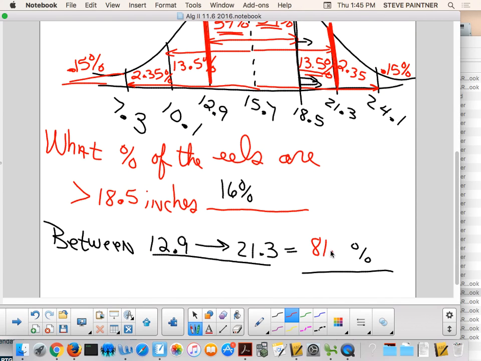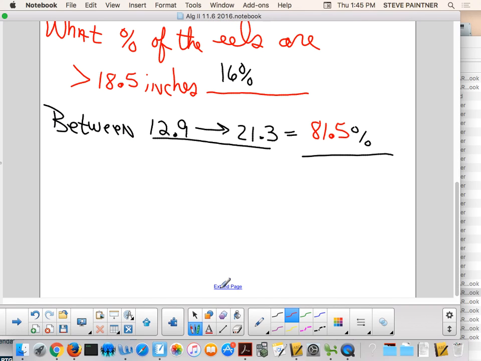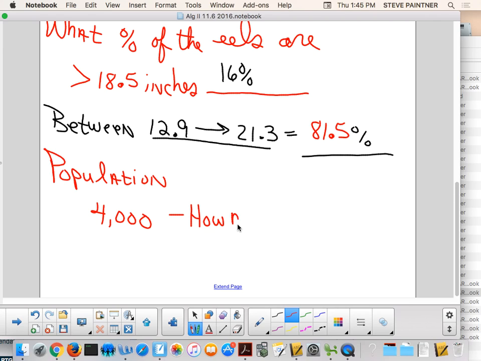Okay, last question. Now I want this. I'm going to tell you right now the population of eels in this body of water is 4,000 eels. Here's my question. How many of these eels are between 12.9 and 21.0? How many of the 4,000?